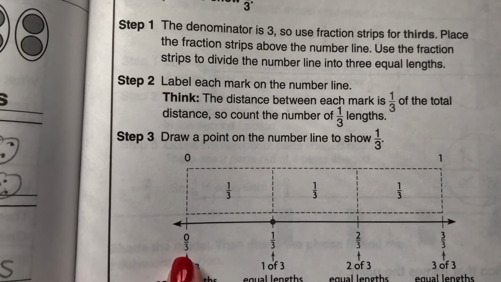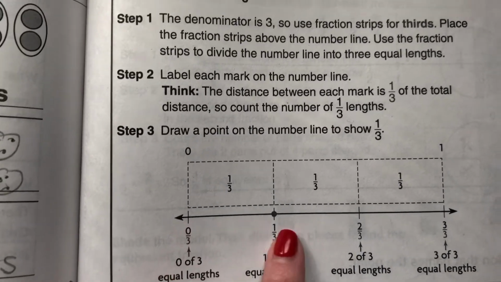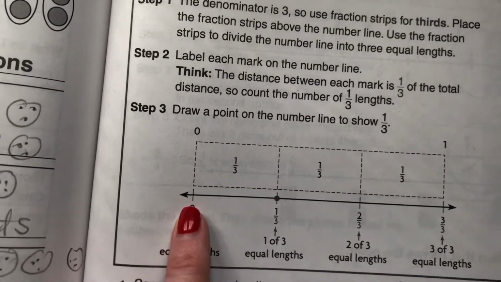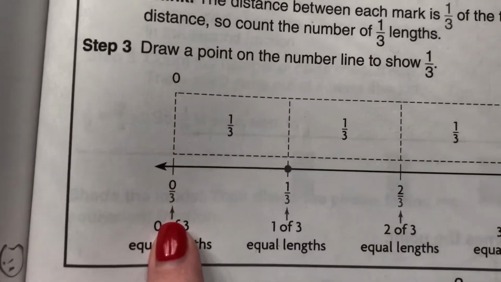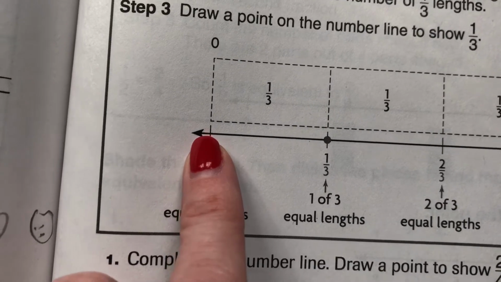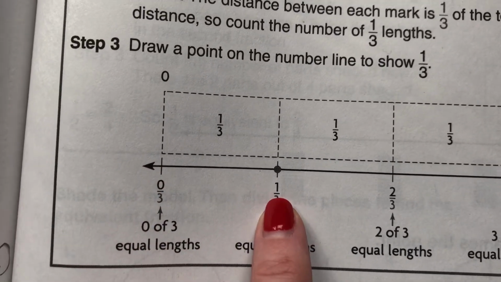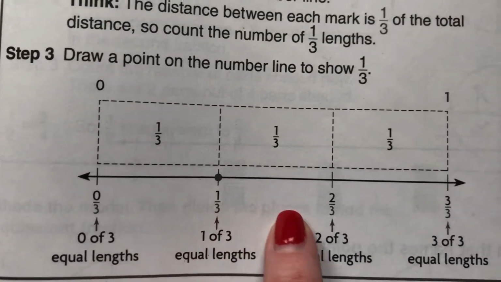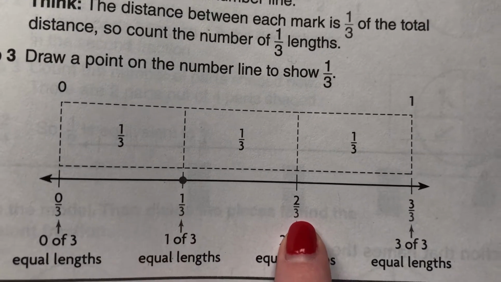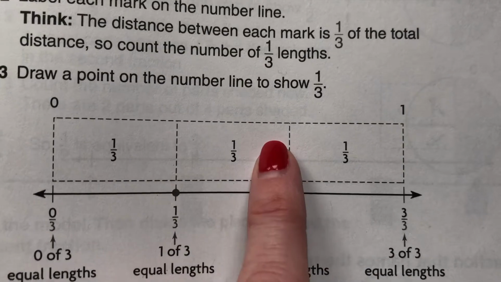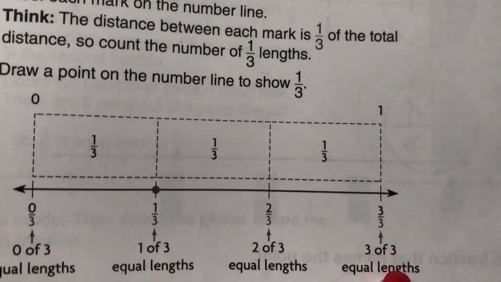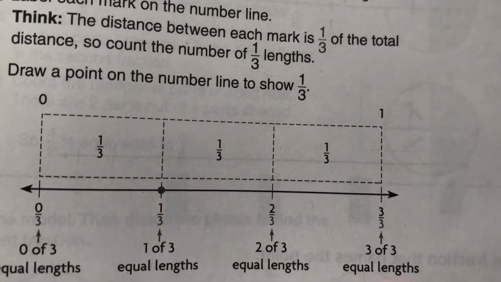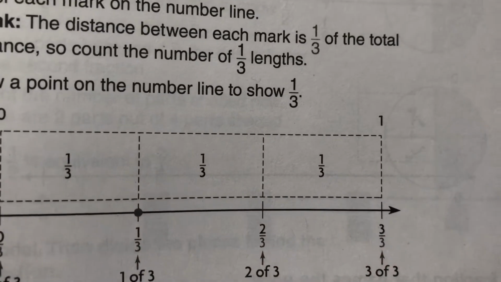So what they're saying here is each of these marks has to be over the denominator of 3. So when we start with our number line, we start with 0 out of 3. We move over and we have 1/3, or 1 out of 3. Move over again, we have 2/3, or 2 out of 3. And over here we have 3/3, or 1, which is 3 out of 3.